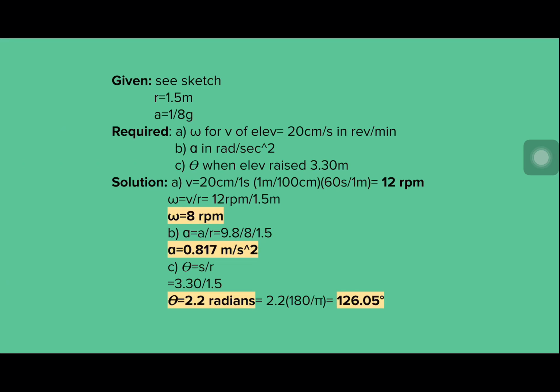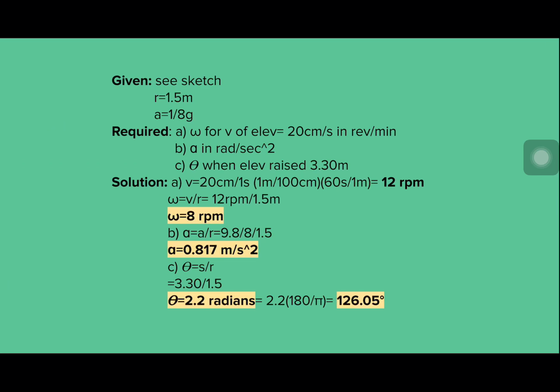Now we have to look for our alpha. Once again, this is another equation that relates angular and linear. So we have angular acceleration equals acceleration over radius. It was stated earlier that it requires 1/8 g. So g here is gravity, not grams, all right? So 9.8 over 8, which is our 1/8 g, divided by our radius of 1.5. That'll give you an alpha equal to 0.817 radians per second squared.